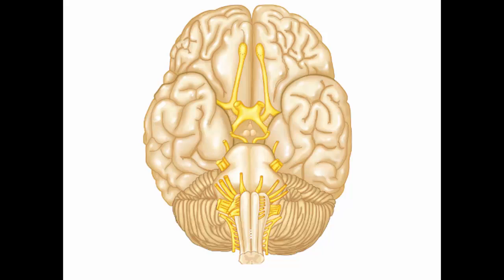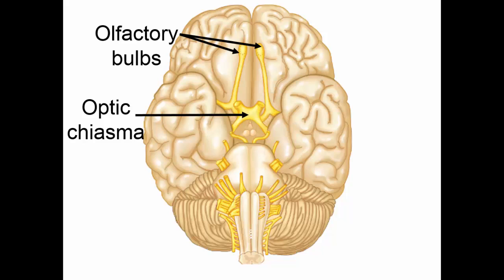Looking from the base of the brain, you can see a couple of important nerves. The olfactory bulbs are where the olfactory nerves come out. This is our sense of smell. The optic chiasma is where the optic nerves cross. The optic nerves are coming from the eye, they come back and they go all the way back to the occipital lobe, and this is where the optic nerves cross.